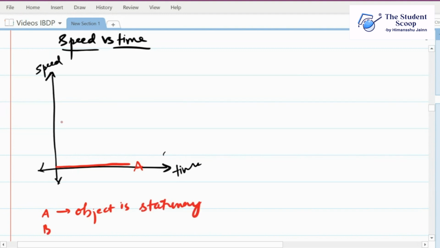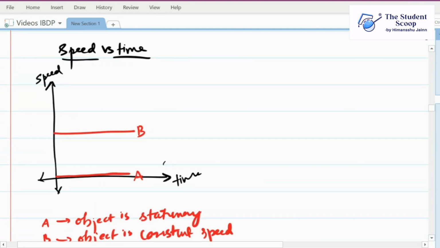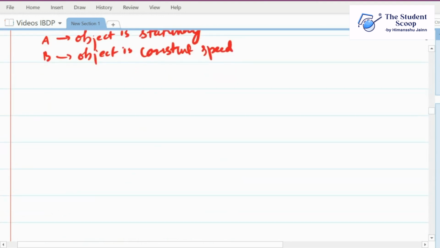But if I draw a B like this, the object is moving at constant speed. So acceleration is 0 in this case. Then if we have something like this, that will represent something that is increasing speed at a constant rate. So we can say that is constant positive acceleration.